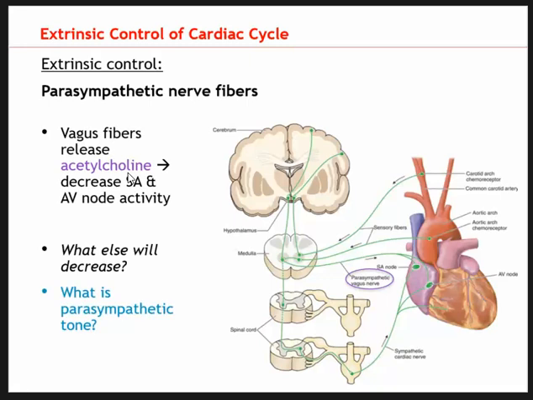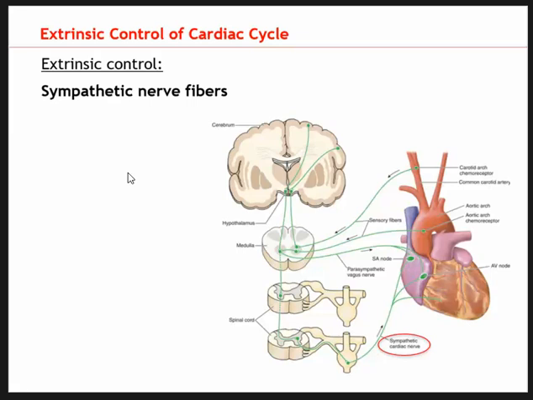There's something else that we can discuss called parasympathetic tone. We'll discuss more about this in the next little lecture video, but parasympathetic tone is increased vagus nerve fiber activity at rest. This is higher in athletes, especially aerobic athletes, who have greater parasympathetic tone. What this results in is a lower heart rate at rest. It's just this increased parasympathetic sensitivity.